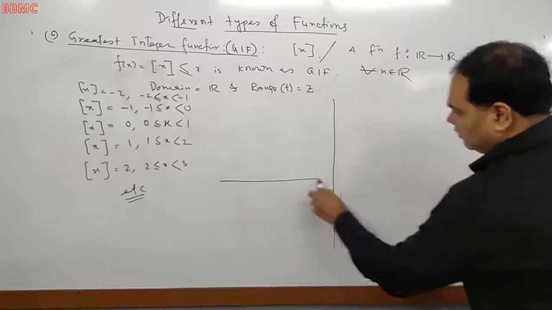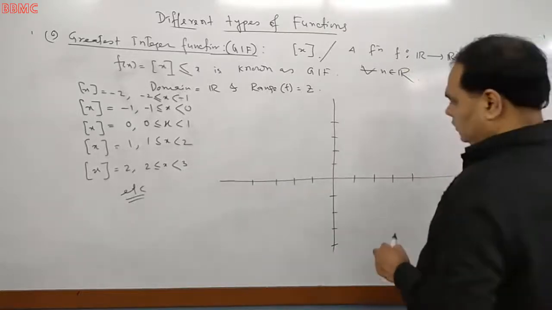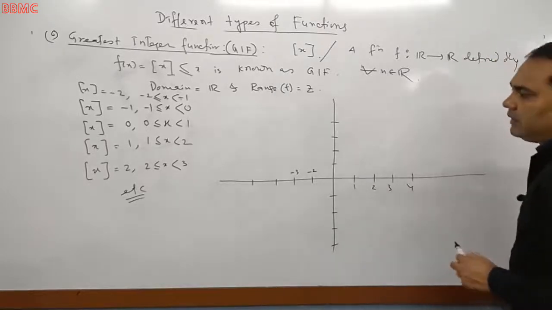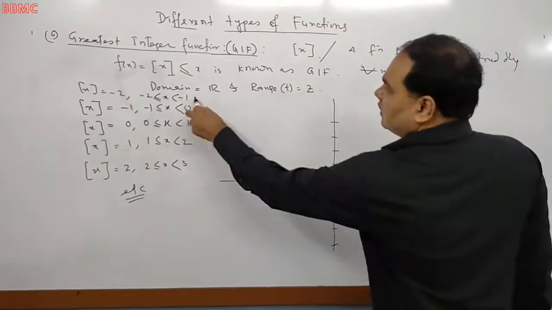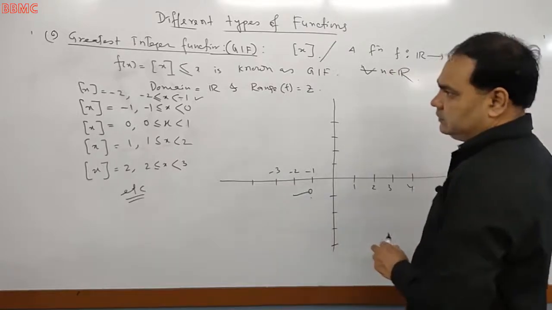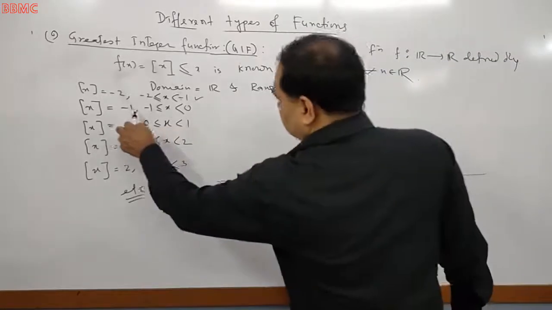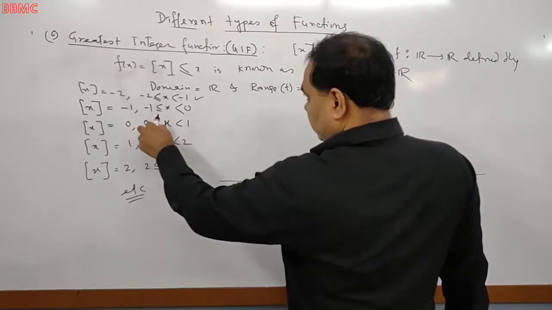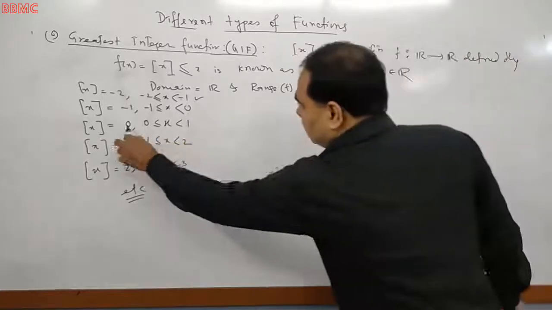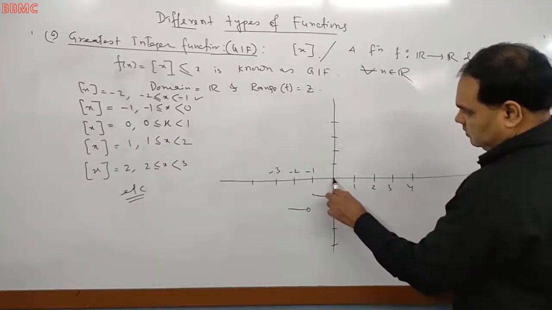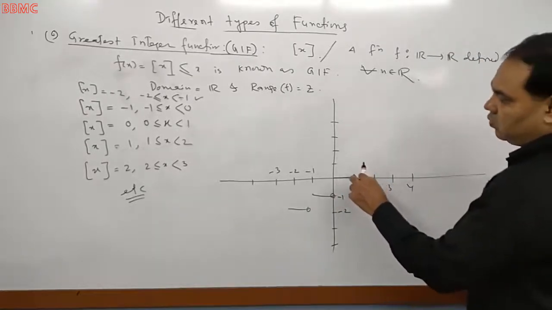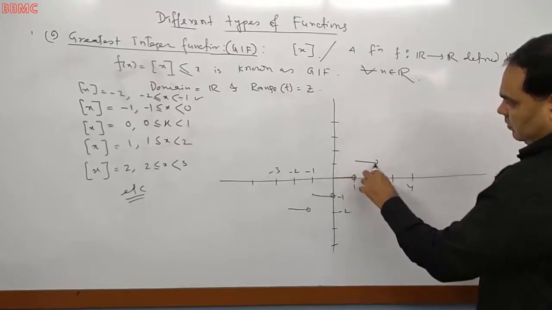Very important. So like that. So -2, first one, -2, this, then -1, like this, then 0, like this, then 1, 2.